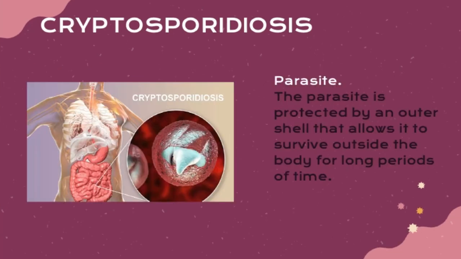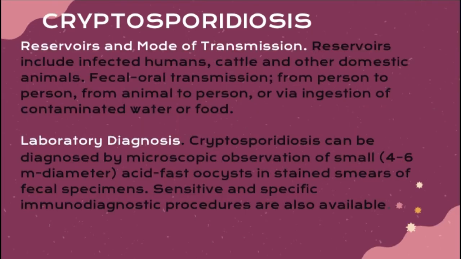Then, this is how it looks. So, the parasite has a protective layer or shell so it can survive outside the body for long periods of time. Reservoirs include infected humans, cattle, and other domestic animals. There is also fecal-oral transmission from person to person, from animal to person, or via ingestion of contaminated water or food.